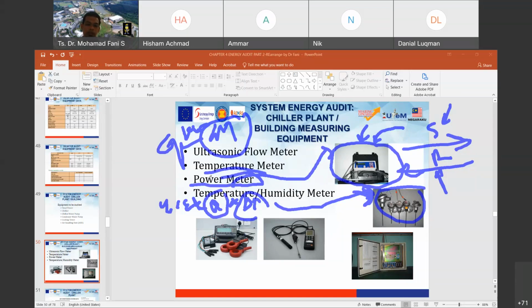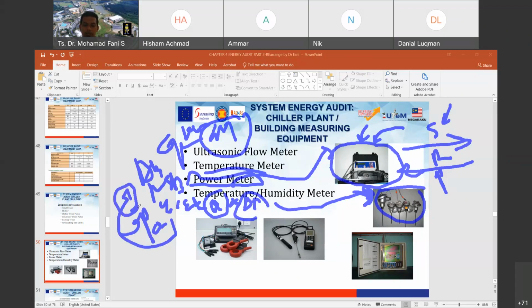Power meter, to measure at the DB site or MSB site for the chiller plant. If you want to get the COP for chiller number 1, please get the power consumption for chiller number 1. The measuring devices must be running concurrently. If you take 1 week for the flow rate, you also need to take 1 week for the temperature and for the power consumption. So these 3 devices must run simultaneously for 1 week.